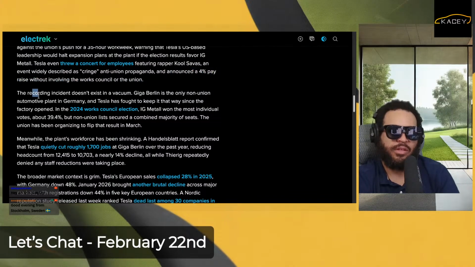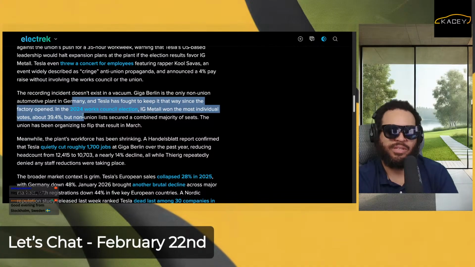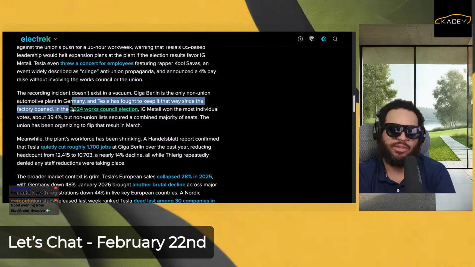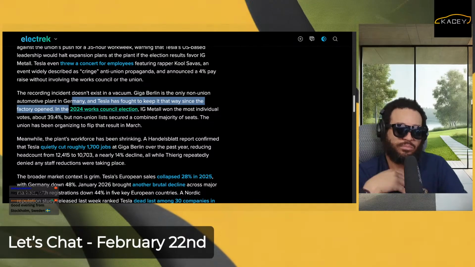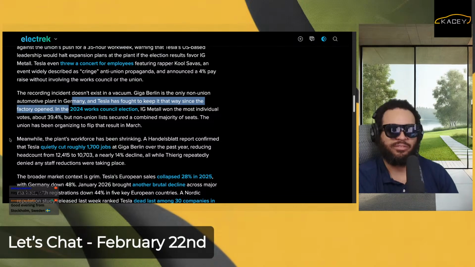The recording incident doesn't exist in a vacuum. Giga Berlin is the only non-union automotive plant in Germany. Tesla has fought to keep it that way since the factory opened. In the 2024 Works Council election, IG Metal won the most individual votes, about 39.4%, but non-union lists secured a combined majority of the seats. The union has been organizing to flip that result in March. Of course they have.